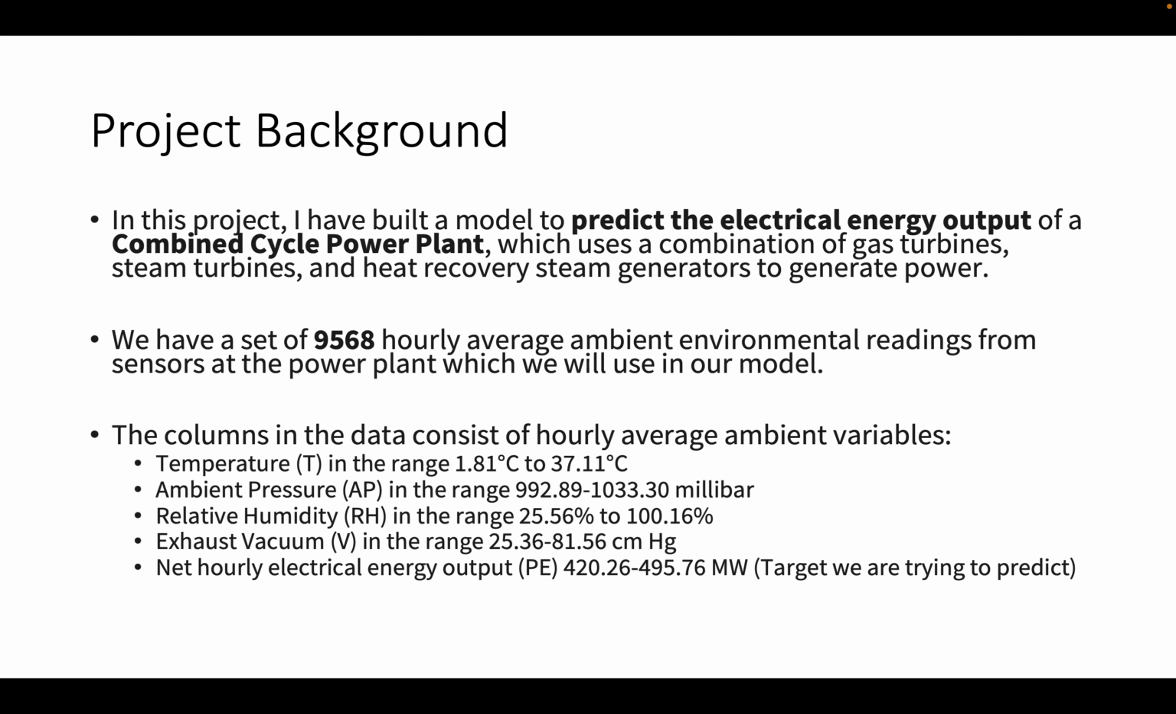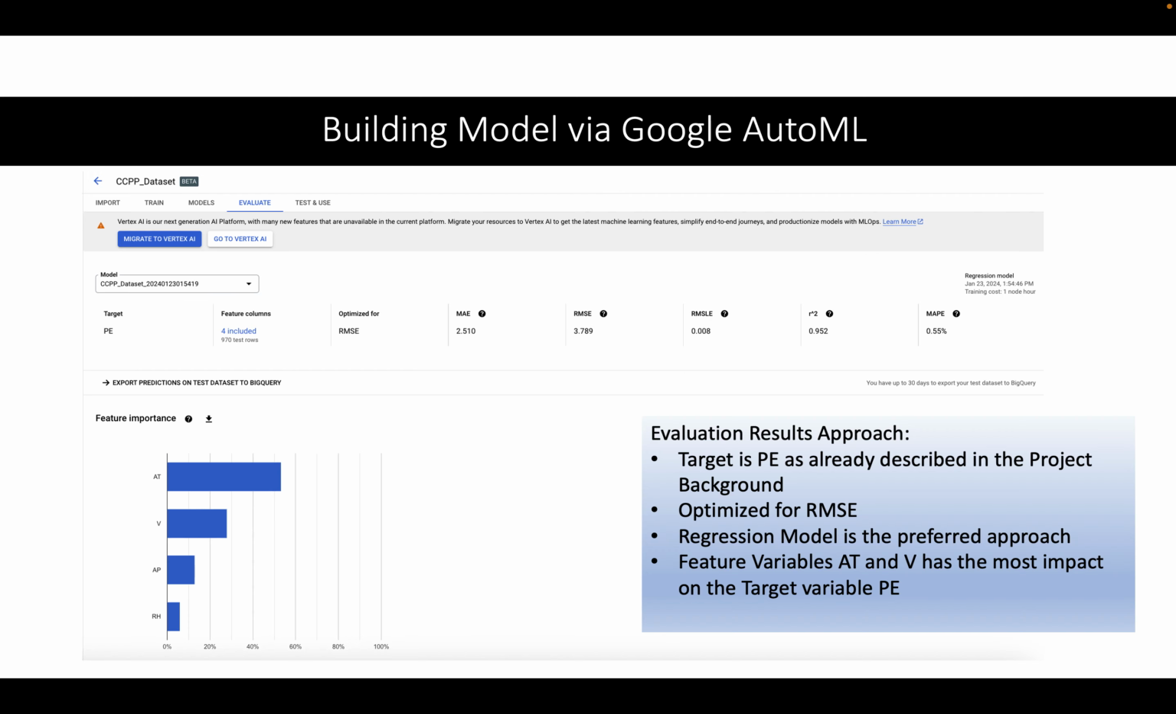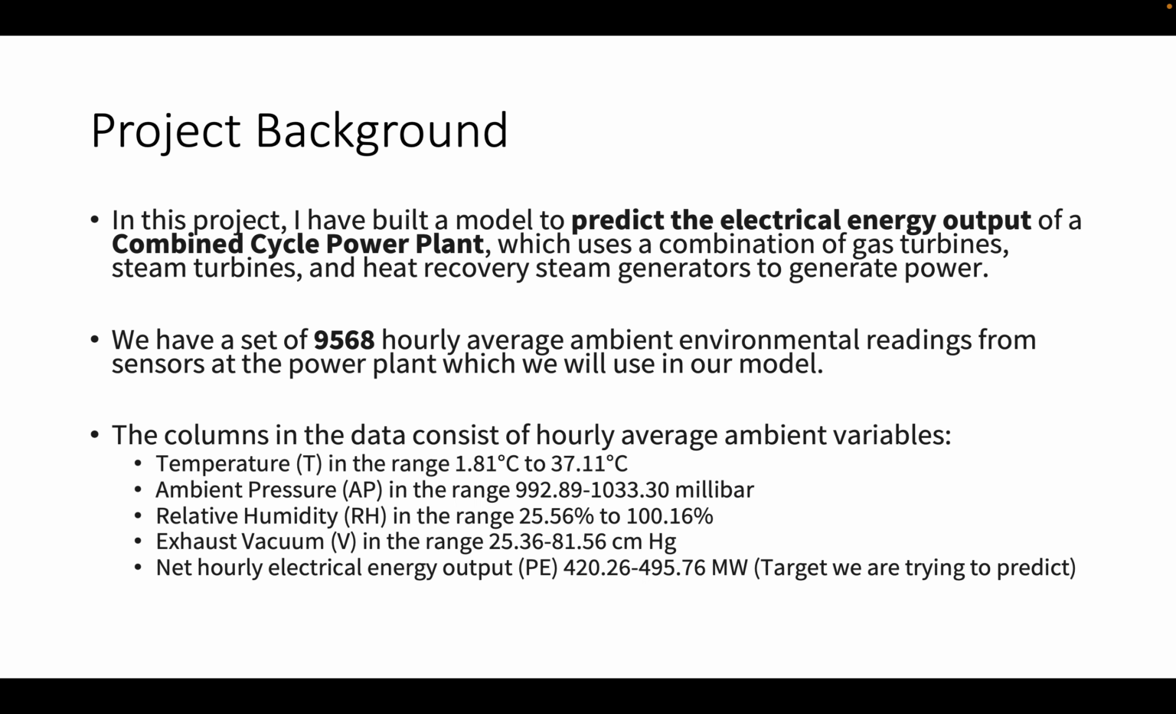The assessment mentions that in this project, I have to build a model to predict the electrical energy output of a combined cycle power plant, which uses a combination of gas turbines, steam turbines, and heat recovery steam generators to generate power. There are a few details and data given as part of this. There is a test data, the CCP test data, which was also provided in the form of a CSV. Various ambient columns in the data are also shown.